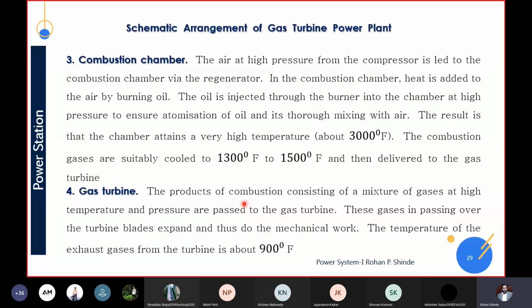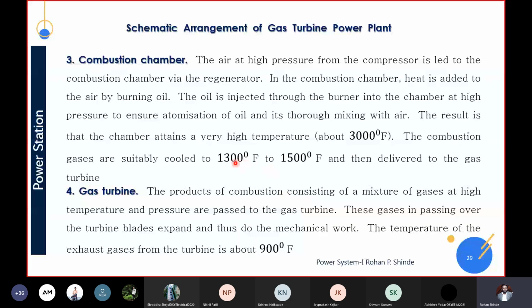Now there is a gas turbine. The product of combustion consists of a mixture of gases at high temperature as well as pressure. These pass towards the gas turbine. These gases pass over the gas turbine blades and expand, and they perform mechanical work, so that the temperature of the exhaust gases from the turbine is about 900 degrees.